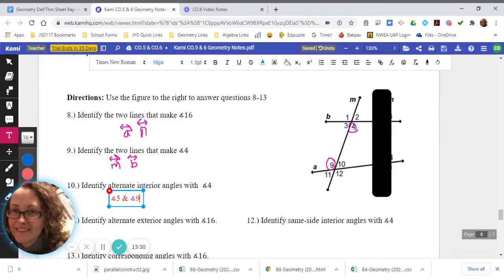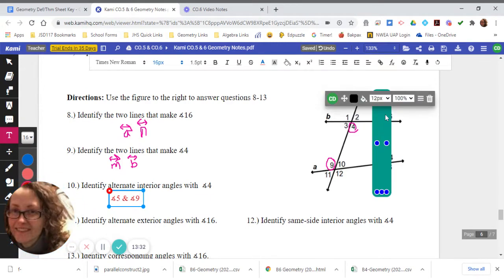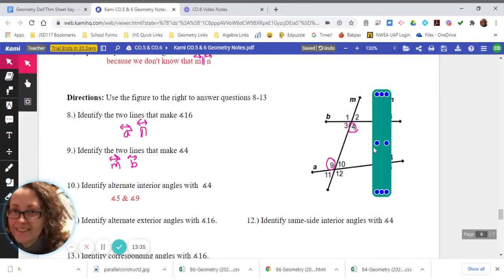I cannot jump across from this top left group to the bottom group. I have to have a transversal running through any of these angles that I'm listing, and there is no transversal that gets me from this group up here with 4 in it to any of these 13, 14, 15, or 16. So I am done with 5 and 9.